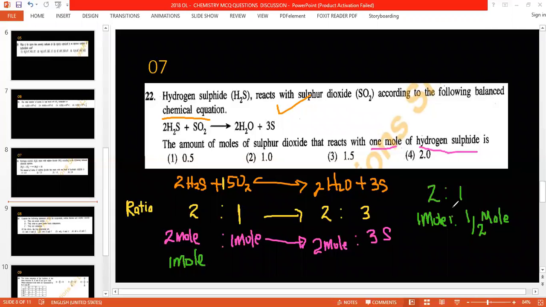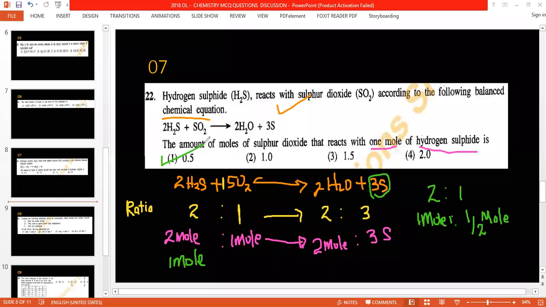If they ask another question here, how much sulfur is produced? Interesting question. If you use 2 moles of H2S, the answer for this question is this one. It's not about finding the answer. It's all about finding the chemistry. That's very important. It's all about finding the chemistry. And it's not about finding the answer.